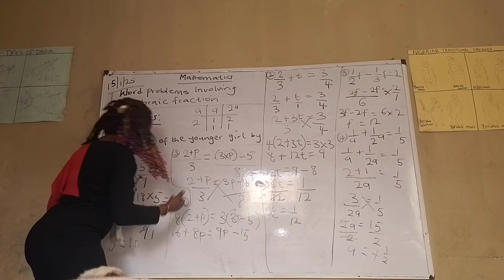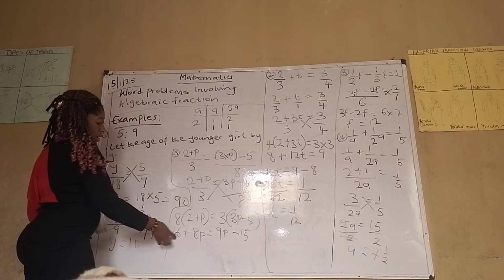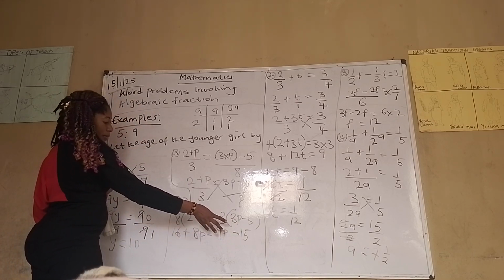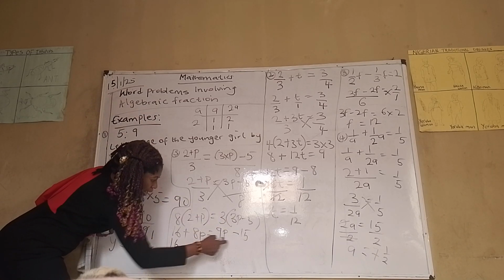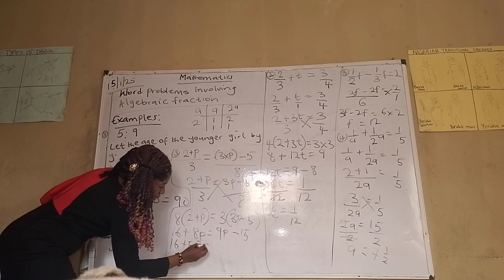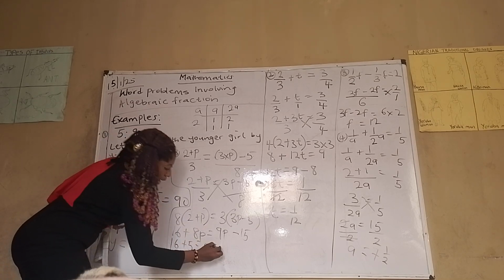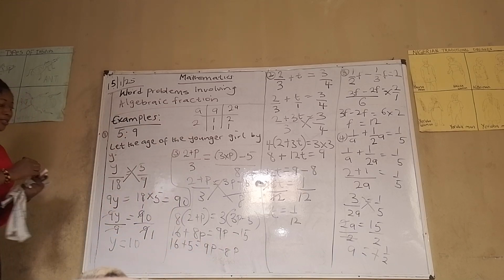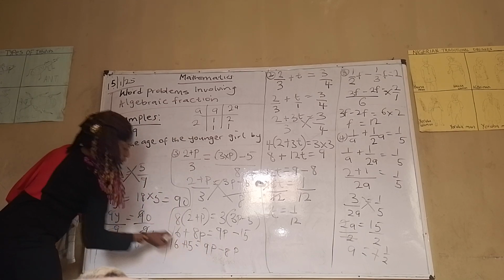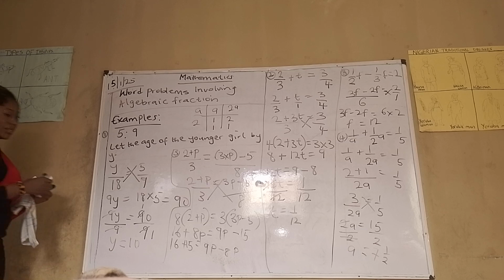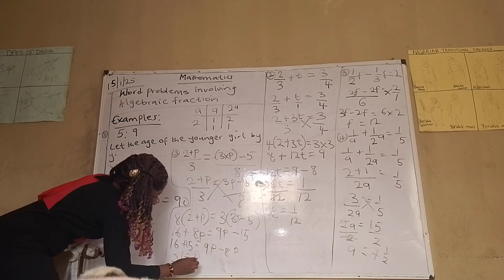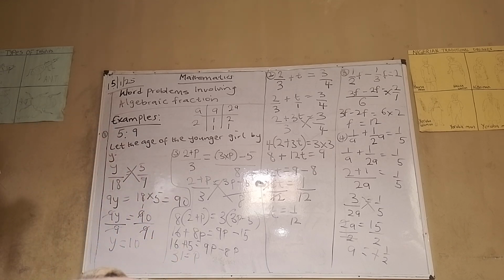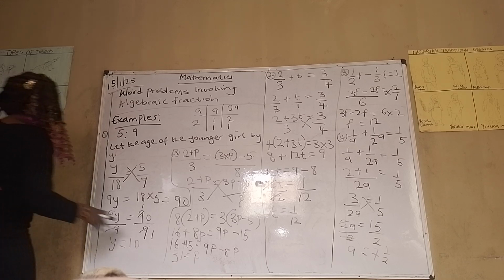Collect like terms. Let us leave 16 and move P to the other side. We can bring this one here. We can say 16 plus 15 equals 9P minus 8P. Is that not so? Yes. So 16 plus 15 is what? It gives you 31, right? 31 equals P, or 1P. So P is 31.